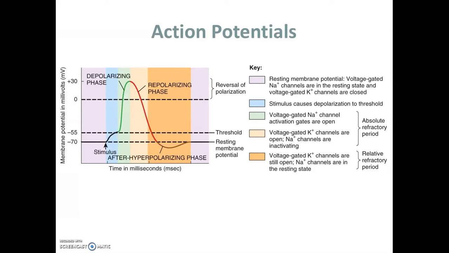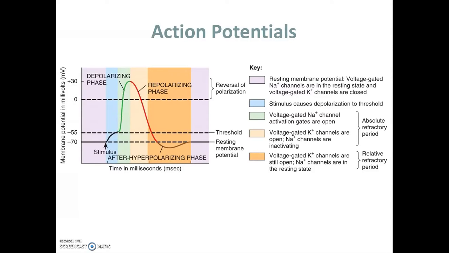Just after these activation gates open, the voltage-gated potassium channels will open and the sodium channels will close due to their inactivation gates. That's the yellow phase of the graph. The orange phase of the graph is where the voltage-gated potassium channels are still open, and the sodium channels have been reset to their resting state, with the activation gates closed and the inactivation gates open.